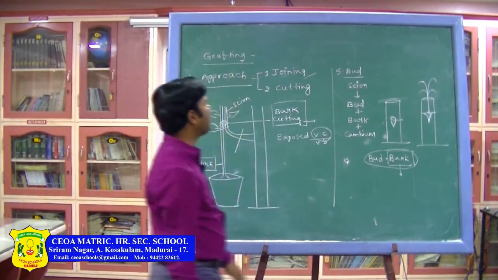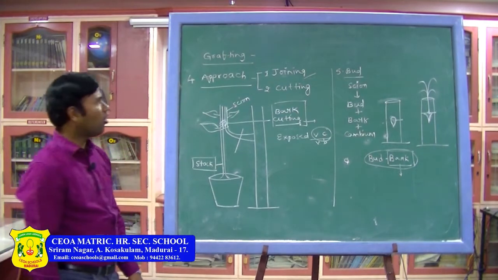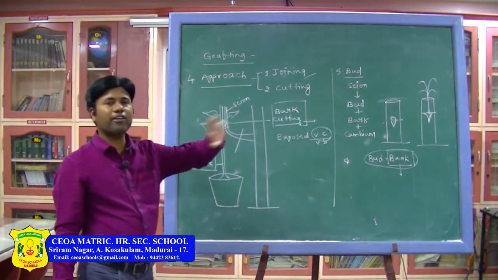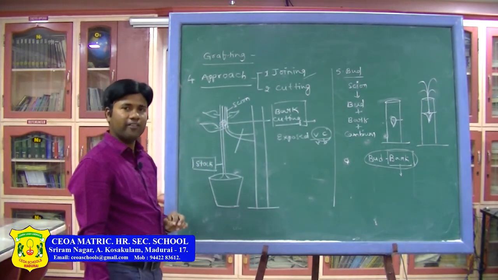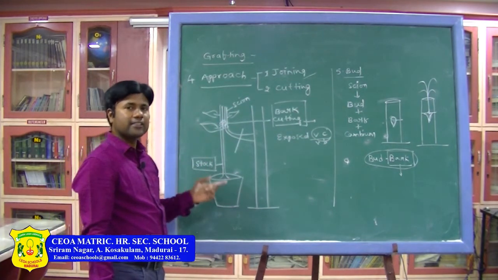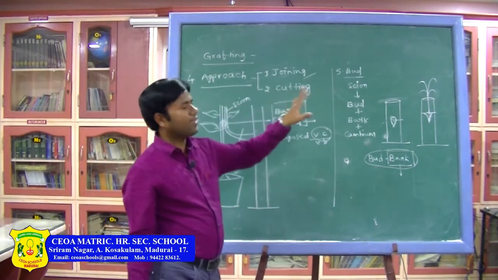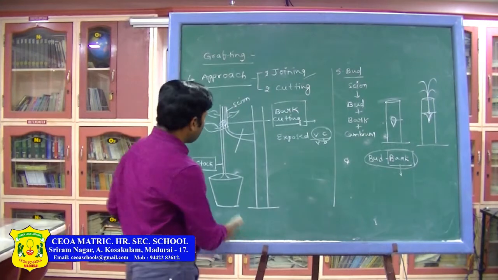So now what have you completed? Grafting is completed. How many types are present in grafting? There are five types. What is the first one? Wedge, tongue. Next, third one, crown. Fourth one, approach. Fifth one, bud grafting. Let us see about cutting.